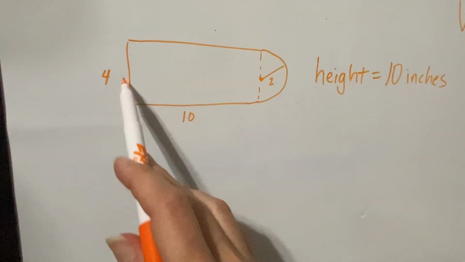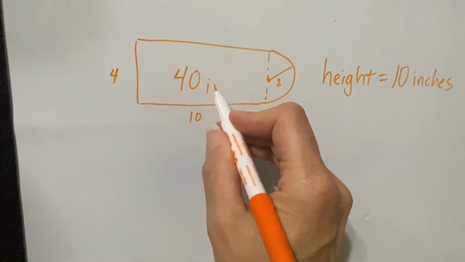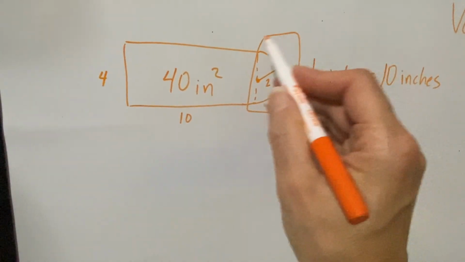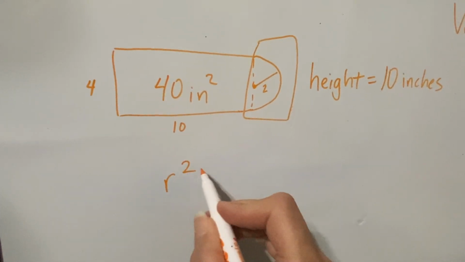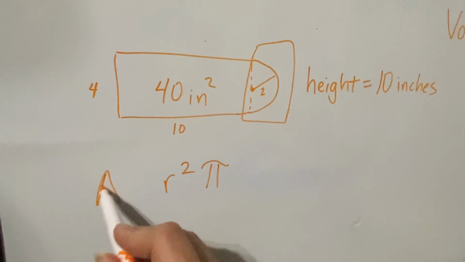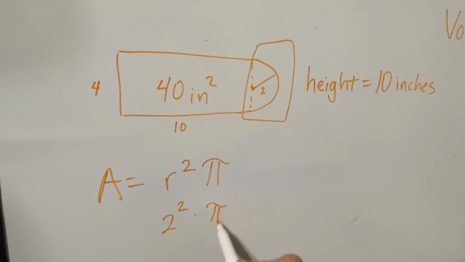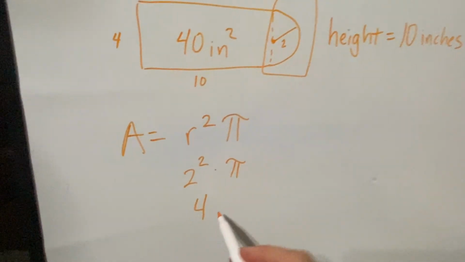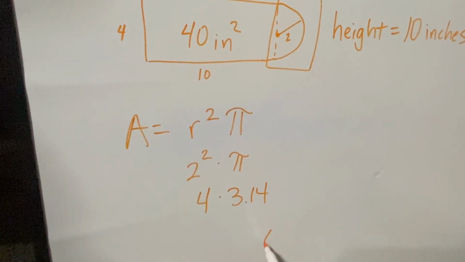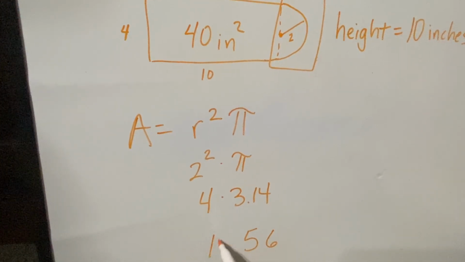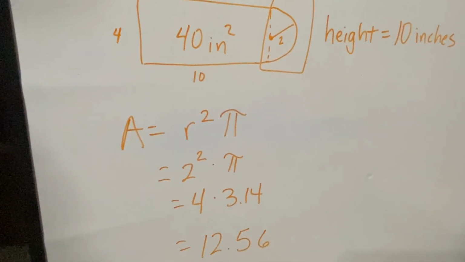So we've done these before, so to find the area of this, we're going to start by finding the area of the rectangle. The area of a rectangle is length times width. This is 40 square inches. And then we have to find the area of our semicircle. The area of a circle is radius squared times pi. And our radius is 2, so it's 2 squared times pi. 2 times 2 is 4. Pi is 3.14. So 12.56 is what 4 times 3.14 is.